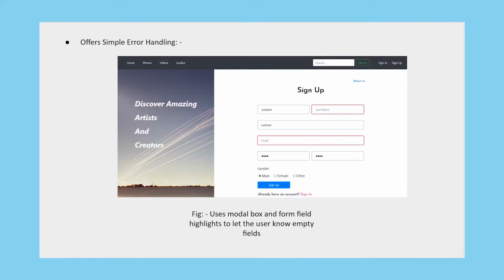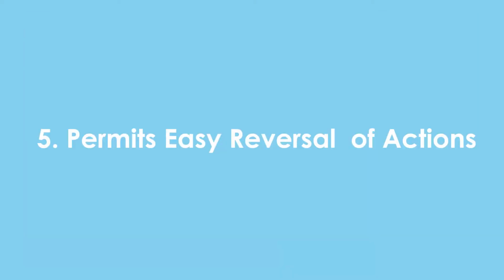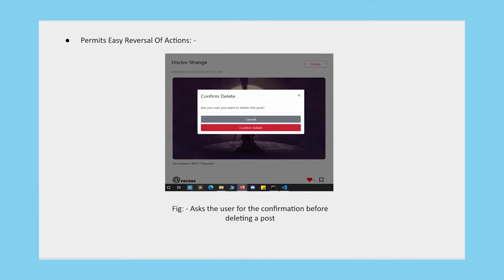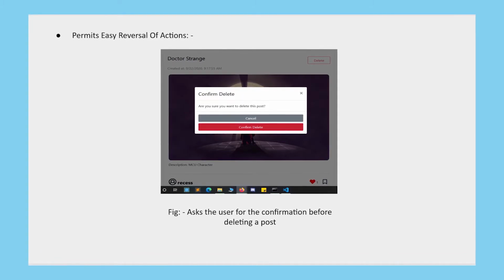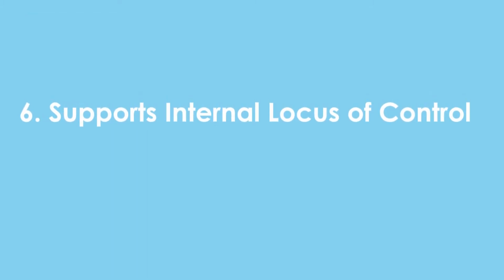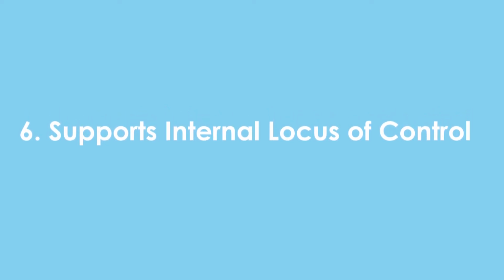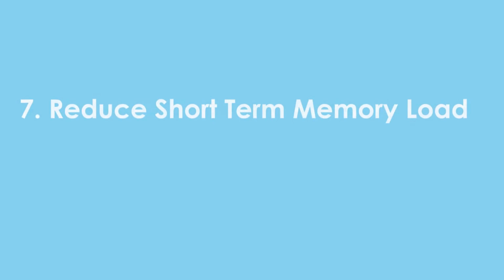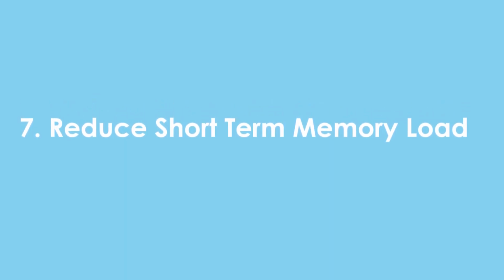For simple error handling, we integrated form validation techniques and alert messages. Permit easy reversal of actions. For easy reversibility of action, our system asks for confirmation so that the user may not delete something accidentally. To support internal locus of control, our system leaves it upon the user's preferences to include portfolio link and profile pictures. To reduce short-term memory load, our system has consistent layout with proper information hierarchy maintained.